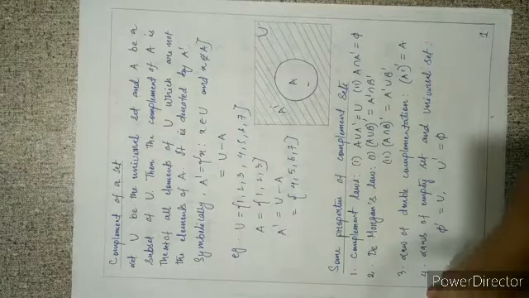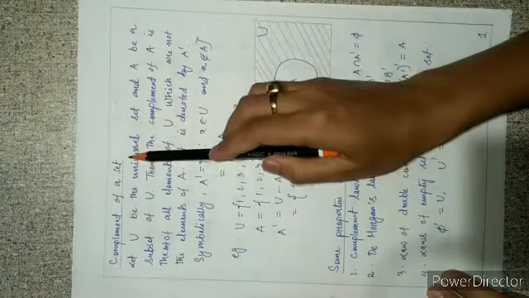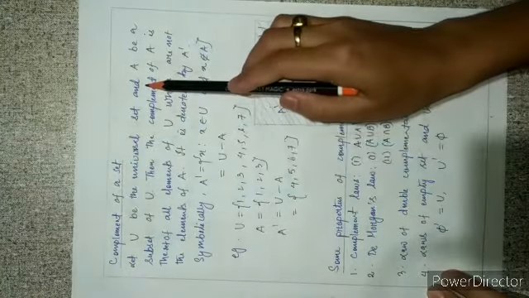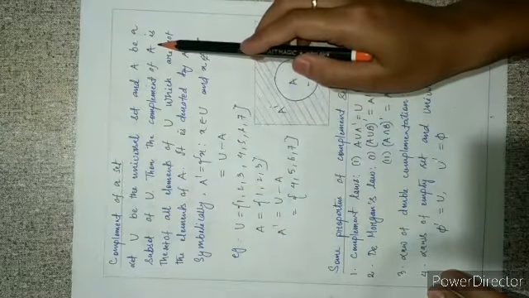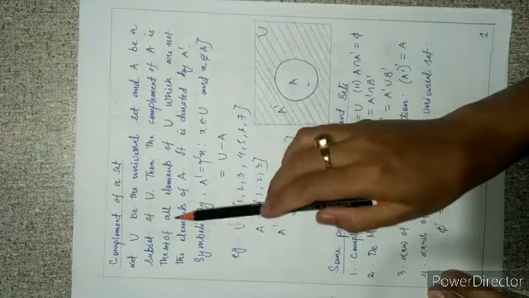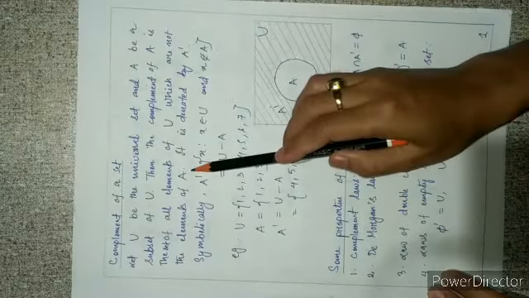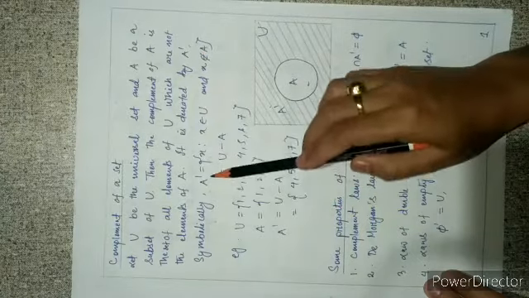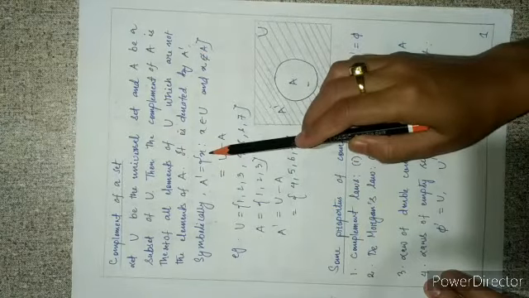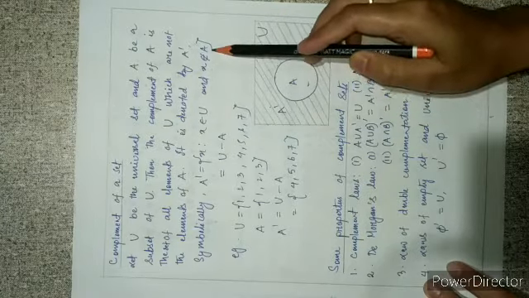Good morning, students. For today, we are going to learn about the topic complement of a set. Let U be the universal set and A be a subset of U, then the complement of set A is the set of all the elements of U which are not the elements of set A, and it is denoted by A dash. Symbolically, A dash is equal to the set X, X belongs to universal set and X does not belong to set A.